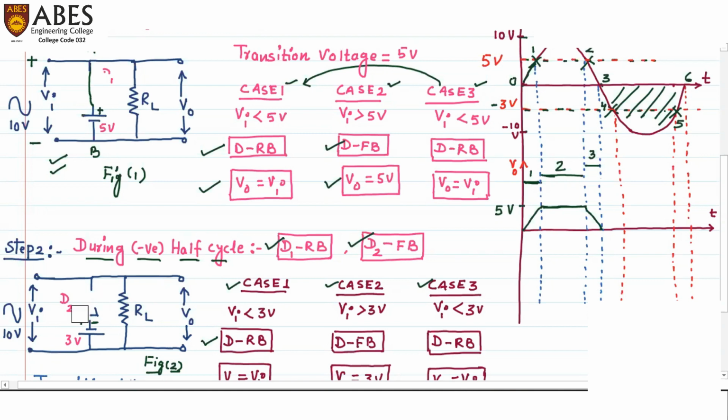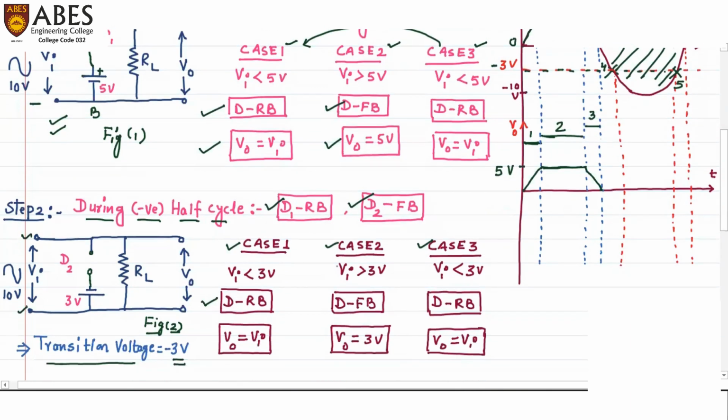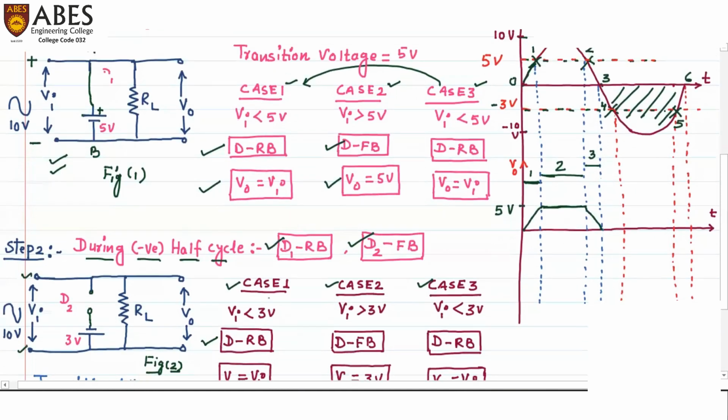So the circuit will be like this. It will behave like an open circuit. So V naught will be equal to the voltage across RL, and the same will be equal to the voltage between these 2 points, which is equal to Vi. So during case number 1, V naught is equal to Vi. Whatever the input is, the same will be the output, both in magnitude as well as in shape.